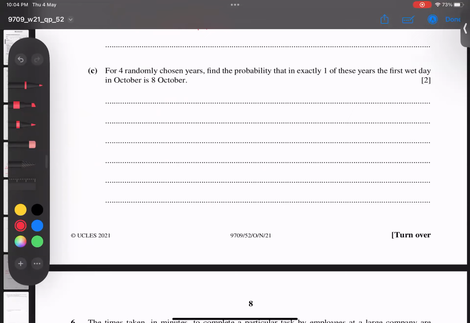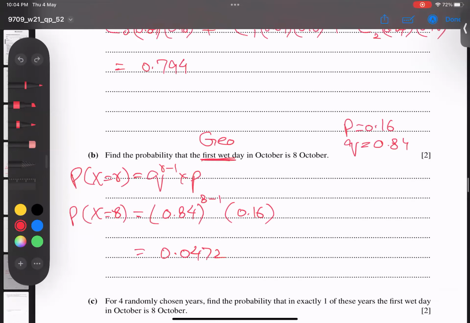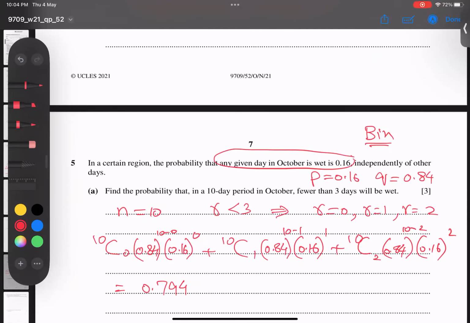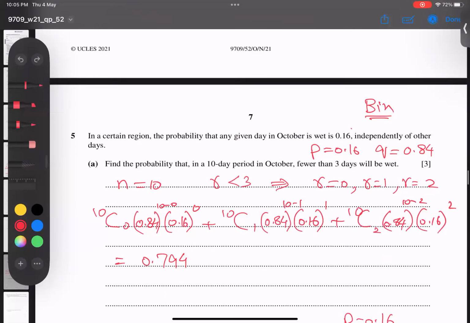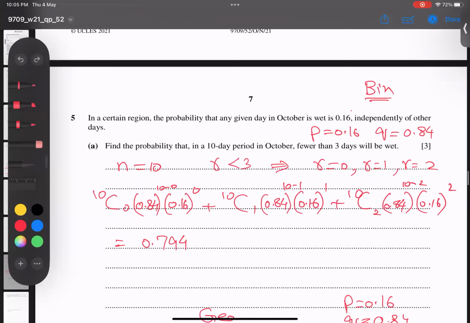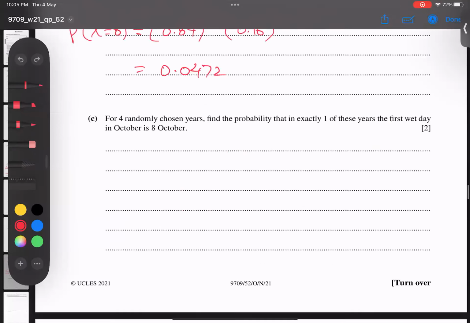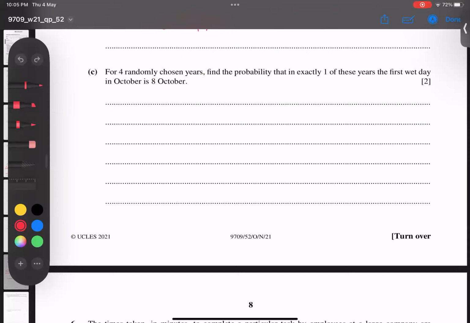For 4 randomly chosen years. Interesting. First he talked about one month, like October, in one year. But now he talks about 4 years, so the sample taken is 4. Find the probability that exactly 1 out of 4 years, it means r is directly 1, has the first wet day on 8th October.